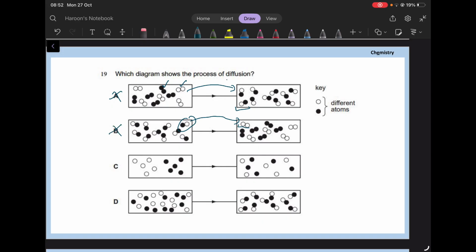Diffusion is not a chemical process. It is actually a physical process in which the particles just spread around. This is a physical process, not a chemical process. So now either C or D is the correct answer. Let's have a look. Yes, you can see there were all white atoms on this side, all black atoms, and over here they have spread around. So this is basically diffusion. Let's have a look at D. So once again, this is a chemical change, so we'll cancel it out. We had atoms over here and molecules over here.